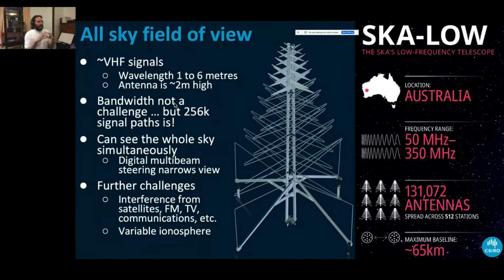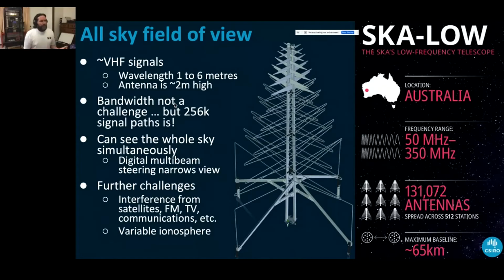In the SKA, you can see the whole sky simultaneously. Then you need to digitally multi-beam in the sky, steering a narrow view, so you can focus on some point in the sky. The next challenge, and that's why it's in the desert, is interference, whether from satellites, FM, TV and communication, and also variable ionospheres.